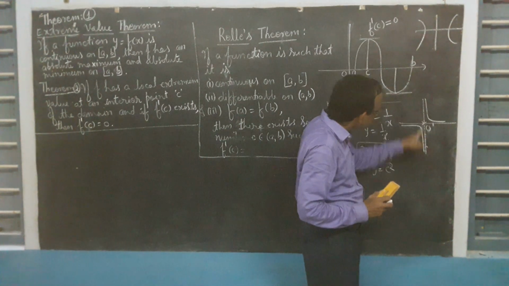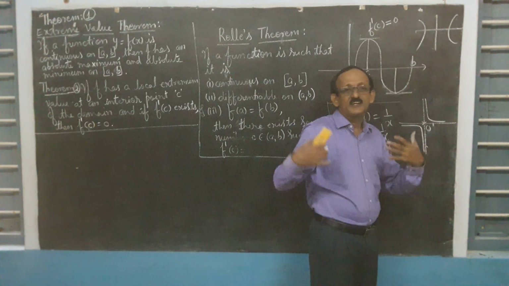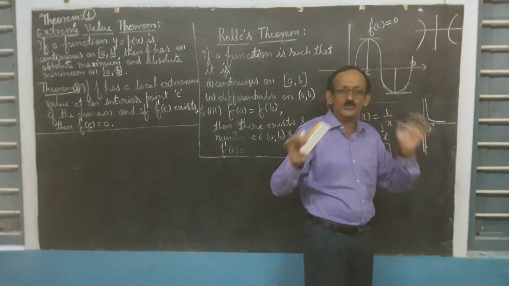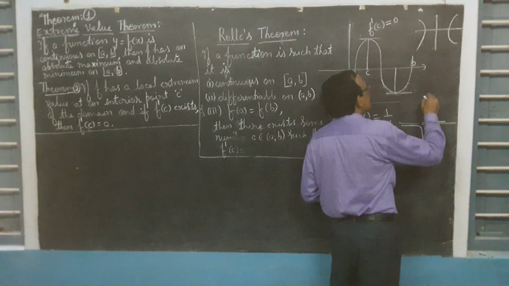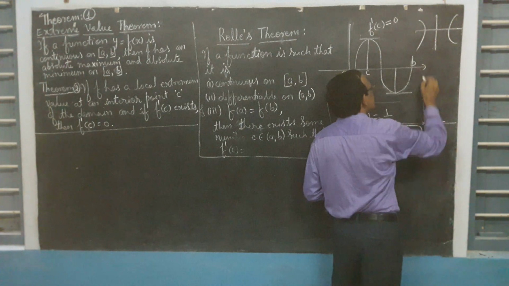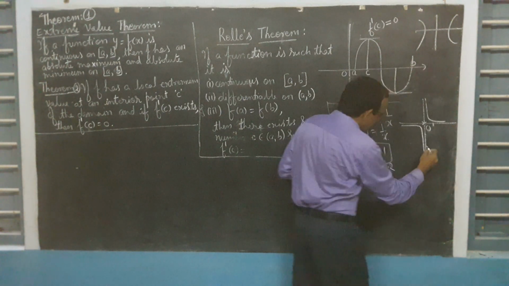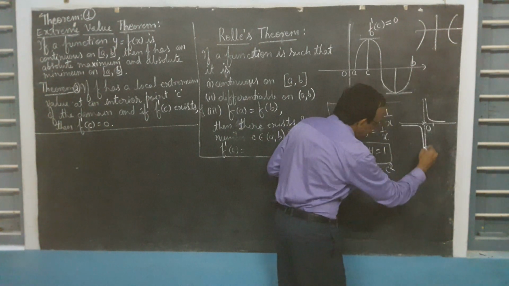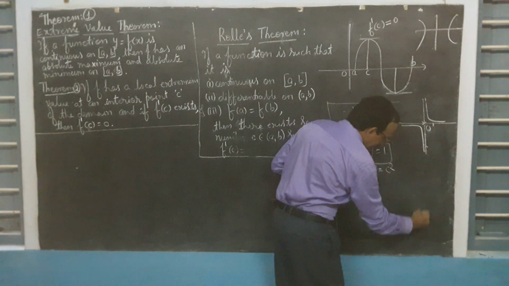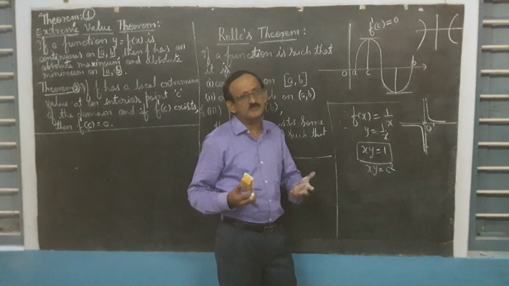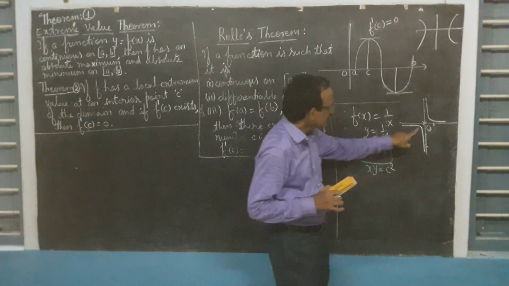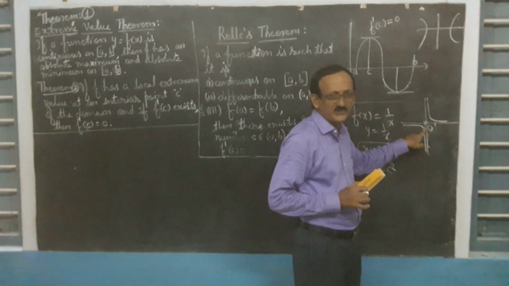Since there is no part of the curve at x equal to 0, neither local maximum nor local minimum exists. This can be extended on either way. This can be drawn down here. This line you can extend towards minus infinity. Therefore, neither local maximum nor local minimum. There cannot be a critical point at x equal to 0.